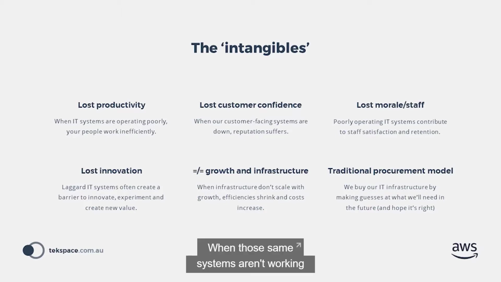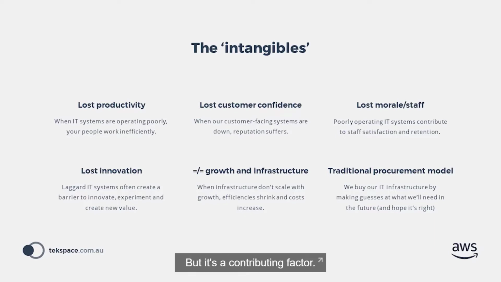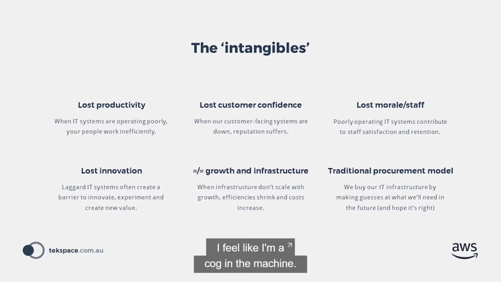When those same systems aren't working and they create a poor experience for your own staff and your own people, maybe this isn't the catalyst that is the reason that someone might leave your organization, but it's a contributing factor. Systems don't work well, can't get enough done, I feel like I'm a cog in the machine.